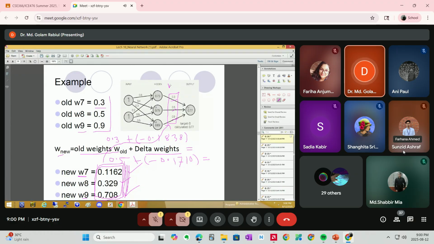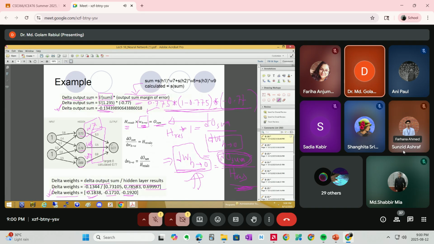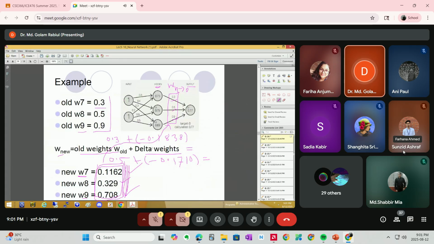So this is the weight from hidden. This is the hidden, so hidden H, and this is the output O. Okay, hidden to output. So here is the delta to output. We have already determined how much change we need here in W7, W8, and W9, and then we apply those delta changes, and we got those values.